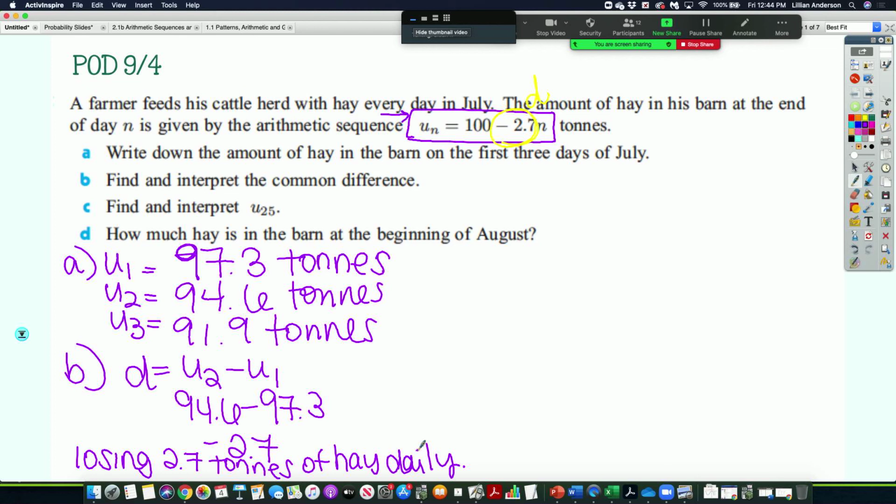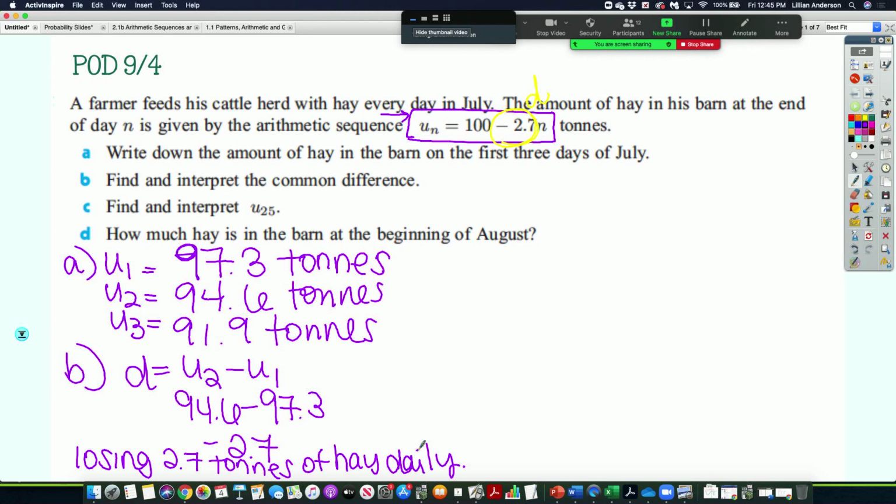Instead of losing 2.7, couldn't we just say that that's how much the farmer feeds his cattle herd? Yes, you could say that. It's feeding 2.7 tons of hay to his cattle herd. We definitely don't want to say negative 2.7, though, in any way that we describe it. You want to interpret what that minus means. Losing. The cows are eating. His original amount is decreasing.